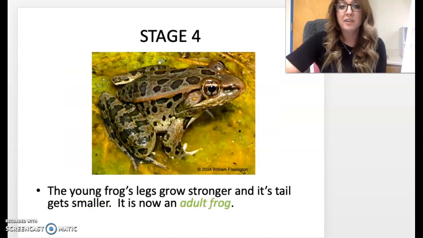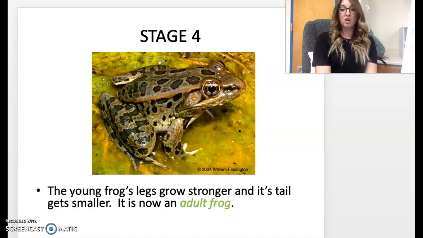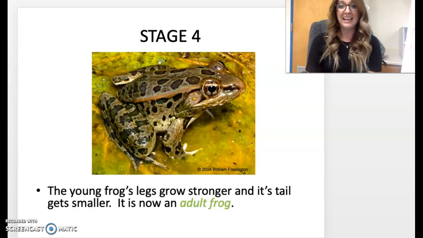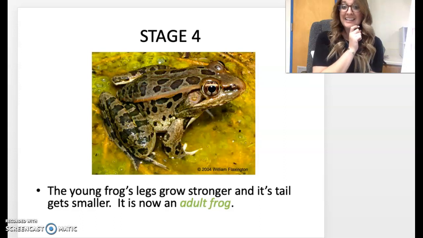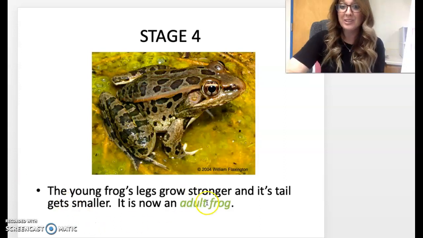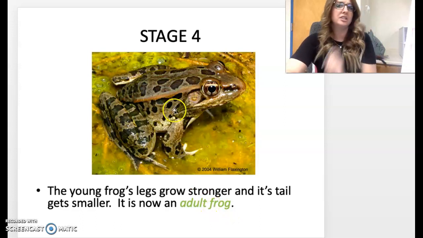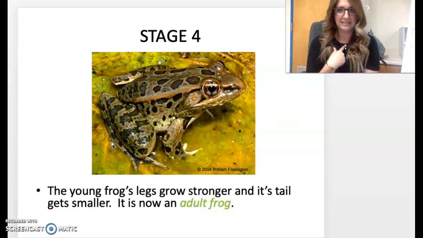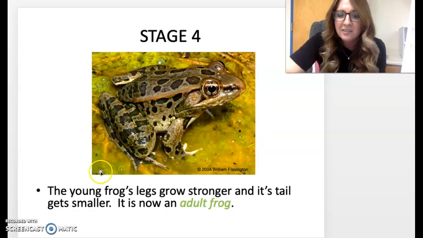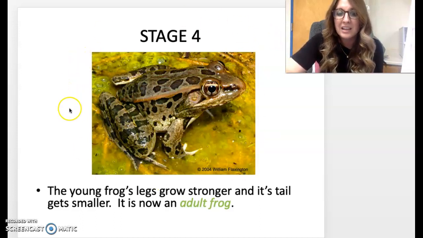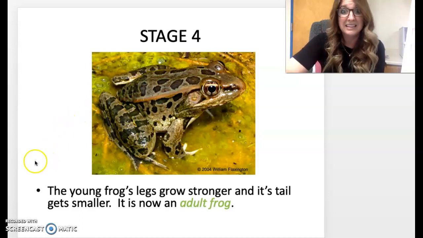The young frog's legs grow stronger and its tail gets smaller. It is now an adult frog. Now, this definitely looks more like a frog that I'm used to seeing. Wow, it doesn't really have a tail anymore, but its legs are big and strong.